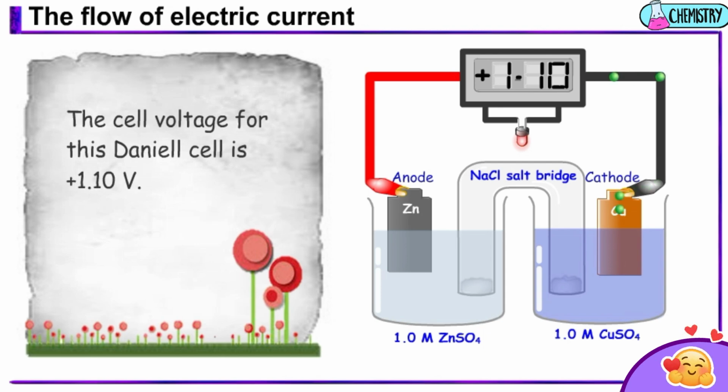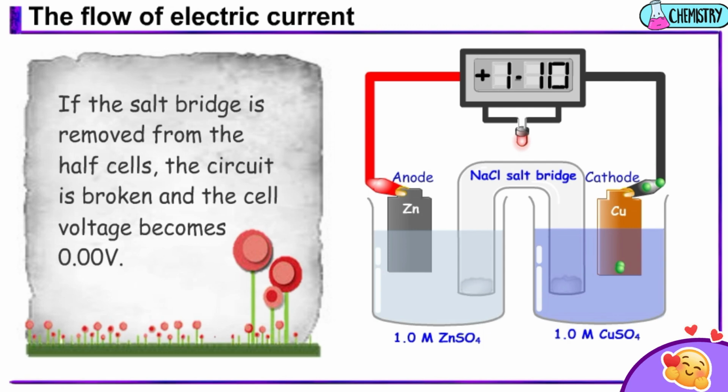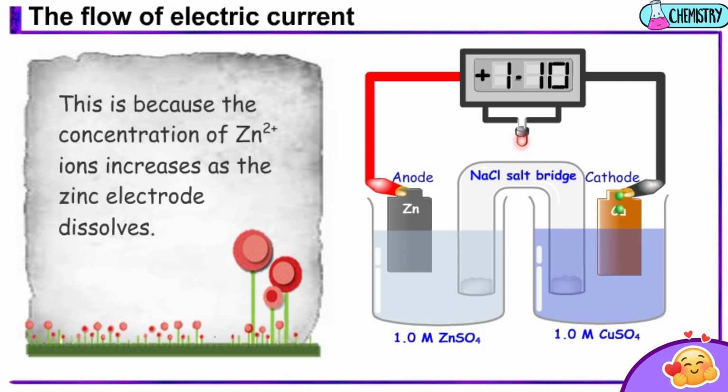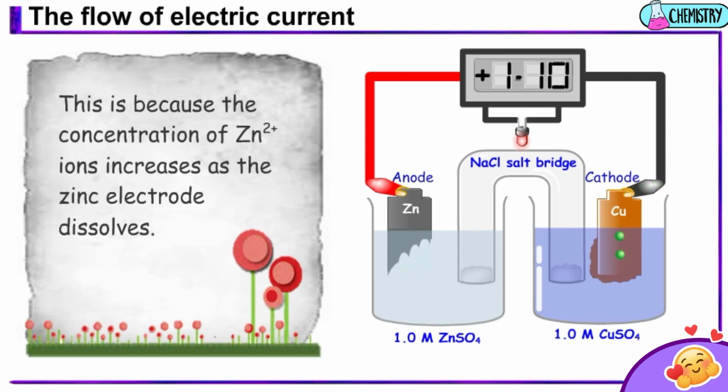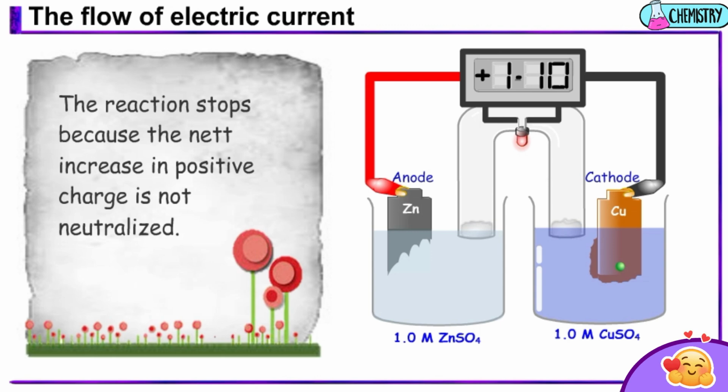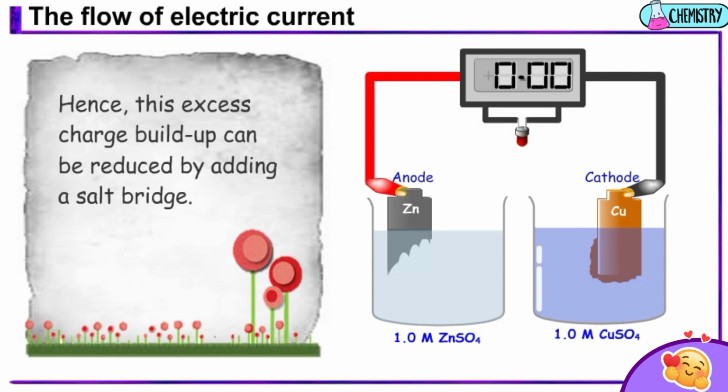The cell voltage for this Daniell cell is positive 1.10 volts. If the salt bridge is removed from the half cells, the circuit is broken and the cell voltage becomes 0.00 volts.